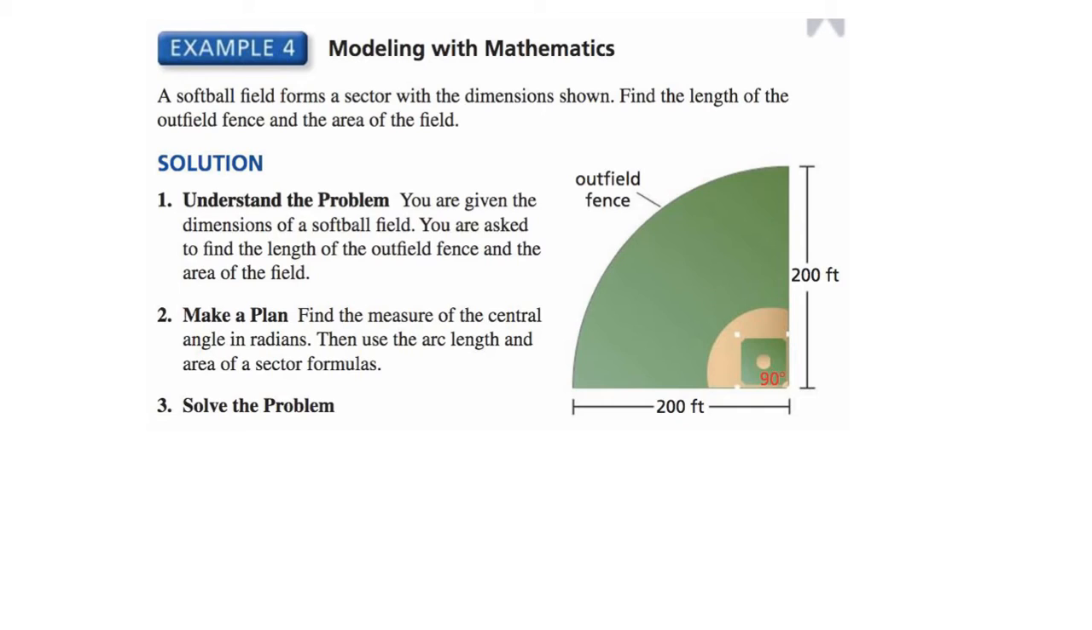So, the first thing we need to do, we have the dimensions. We need to find the length of the outfield fence, and that right there is arc length. And then the area of the field, obviously, and that's the area. So two different things. We've got the formula for our arc length, and that's determined by S, which is very interesting, but it's a sector, so that's why it's S. And it's R times theta.